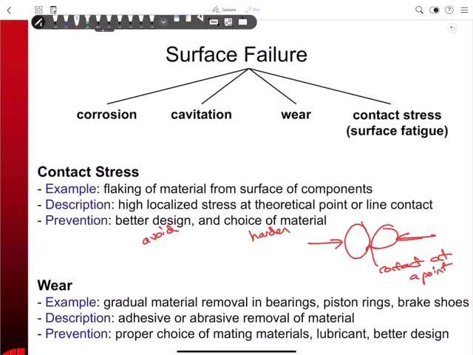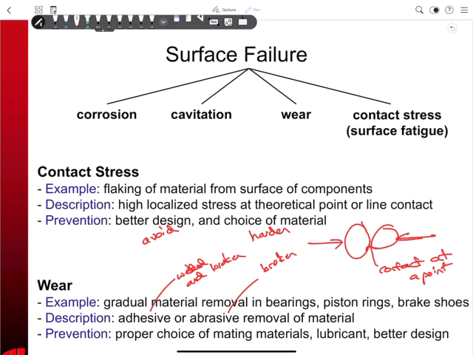And then wear is when things are sliding on each other, right? Brake shoes, bearings to some extent, gear teeth rubbing on each other, the piston rings rubbing on the inside of the cylinder in an IC engine. And that's where it's adhesive or abrasive, right? Adhesive means they kind of get welded together, welded and broken. And abrasive is just broken. If there's enough pressure, it can heat up and actually weld these microscopic things together.